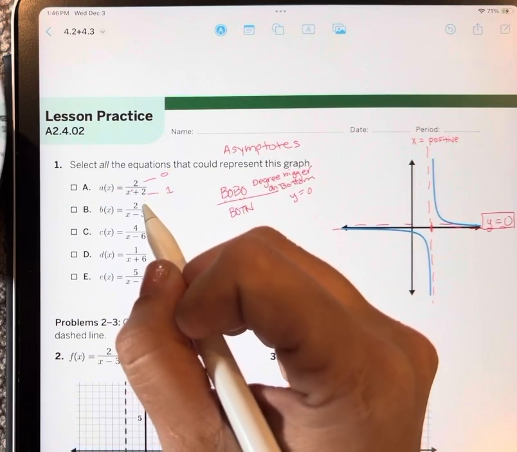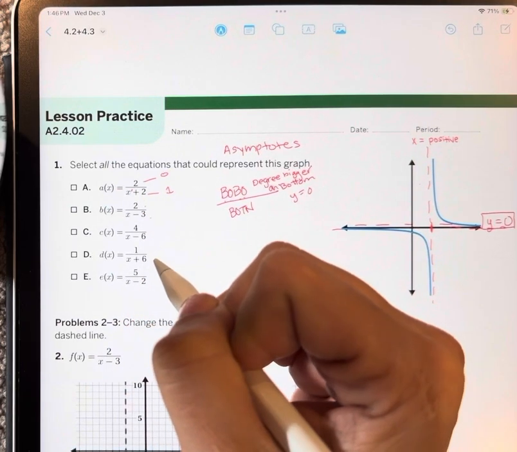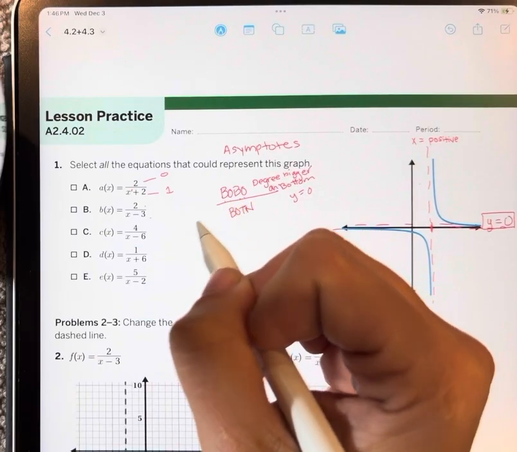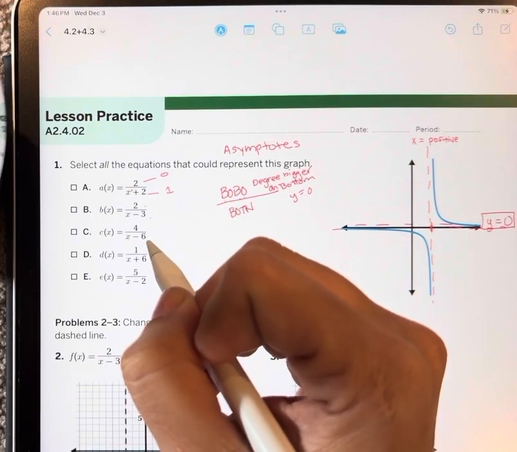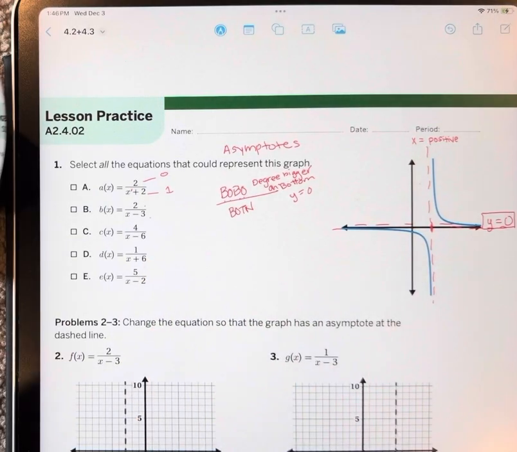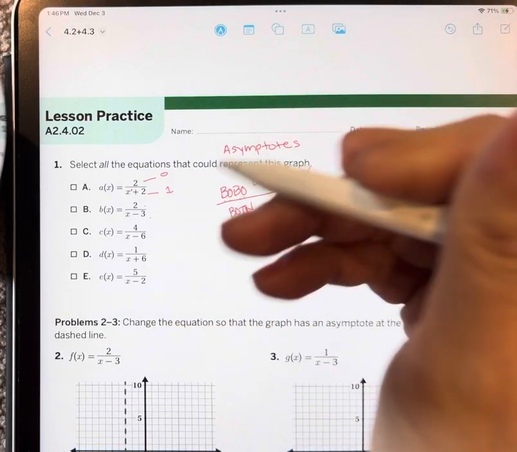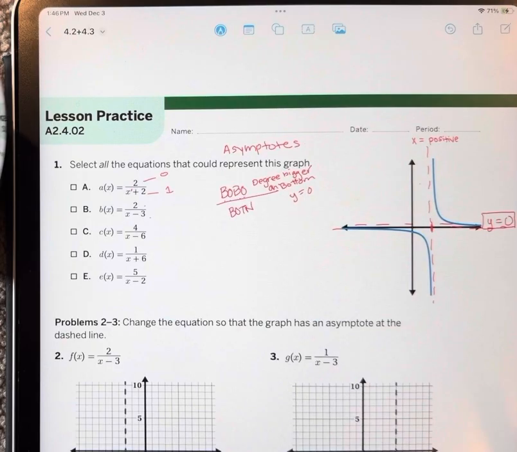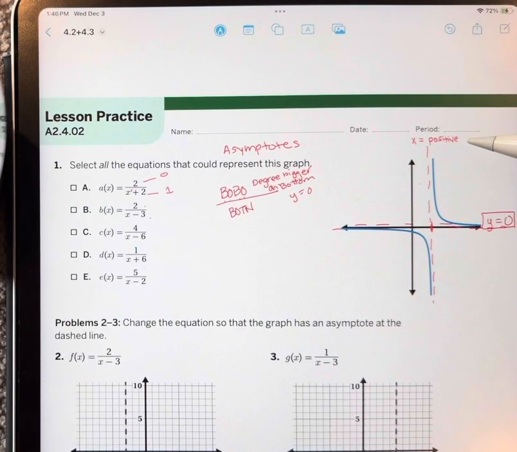This one, degree of the top is 0. Degree of the bottom is 1. It is bigger on the bottom. 0, 1, bigger on the bottom. So that kind of didn't eliminate a single thing for me, okay? All of these have the same horizontal asymptote at y equals 0. But this is going to have to be what saves us, okay? Which of these has a positive value for the equation of their vertical asymptote?